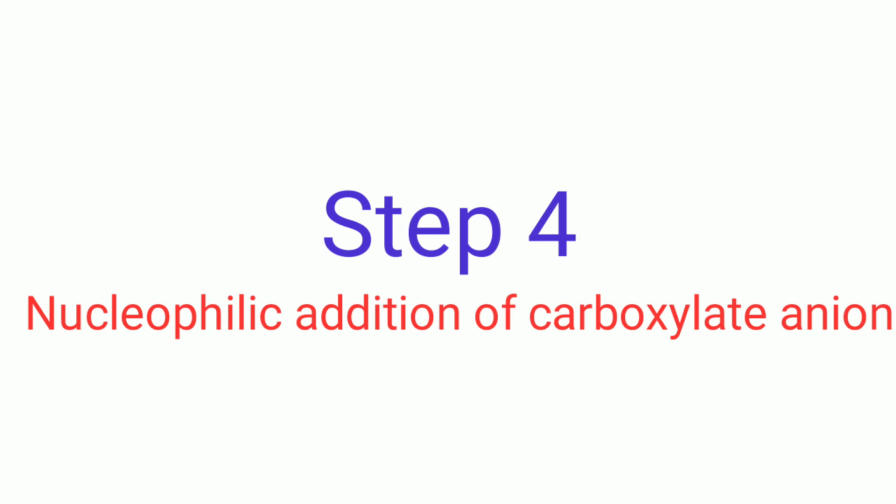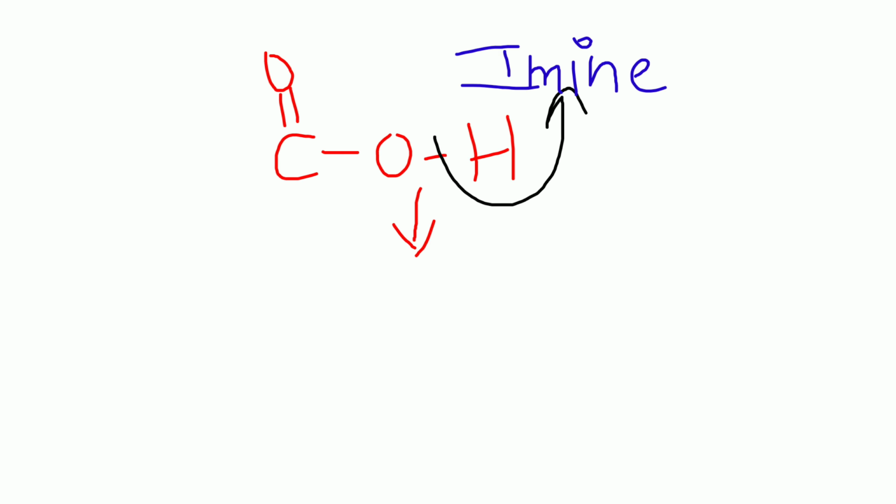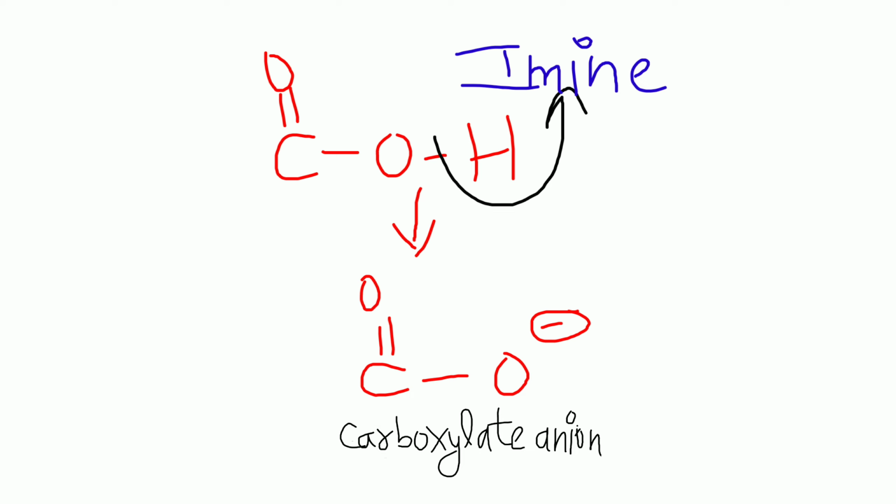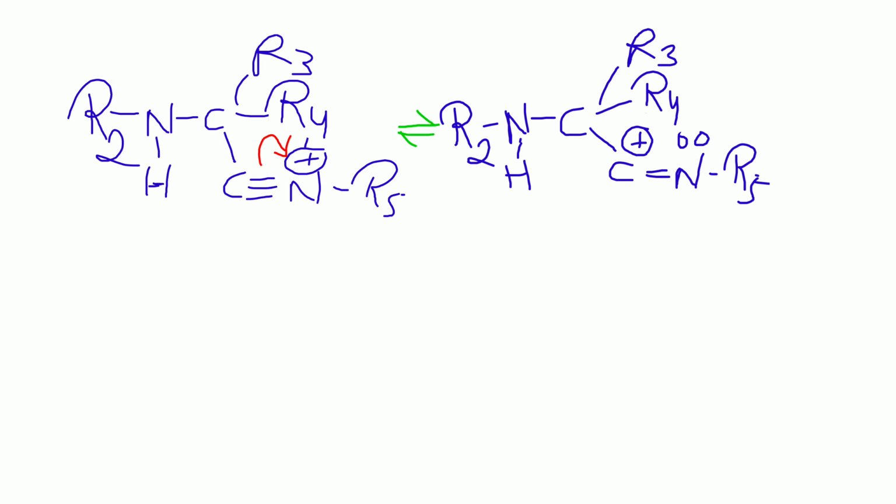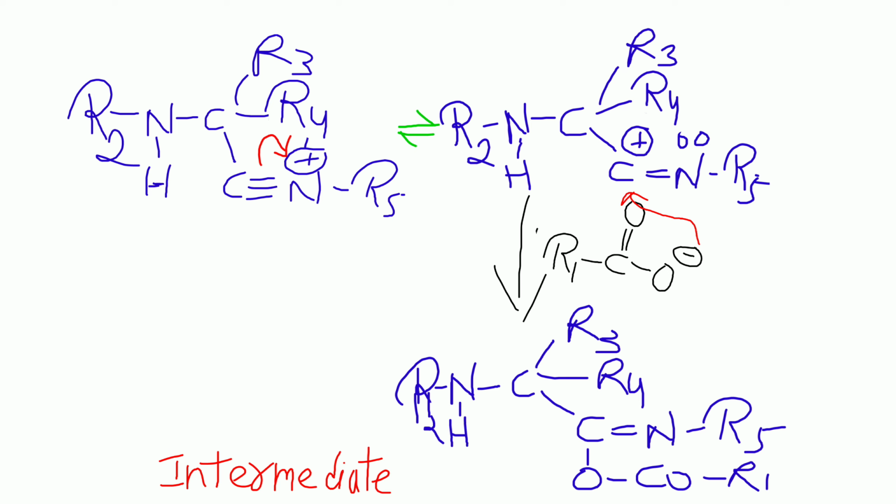Now the next step is nucleophilic addition of carboxylic acid anion. Previously we saw in the second step of this reaction, one proton is transferred from the acid to the amine, so the anion of this acid is available for the nucleophilic addition. In this step, the same thing happens like the previous step. Negatively charged oxygen attacks the positively charged carbon of this intermediate, then another intermediate will form.